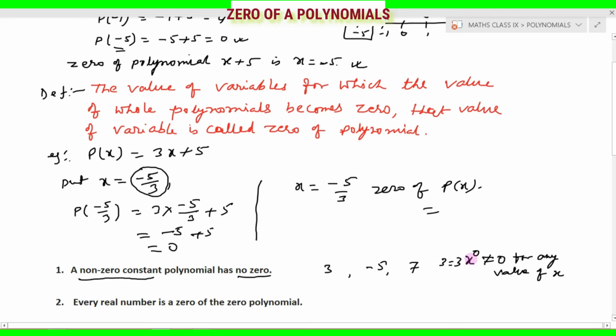If we put x as 0, 0 to the power 0 is 1, and 3 into 1 is 3. If we put x as 1, then 1 to the power 0 is 1, so again 3 into 1 is 3. So it will always remain 3. That's why we say a non-zero constant polynomial has no zero. Similarly, the zero polynomial has every real number as a zero. So the zero polynomial has an infinite number of zeros, all the real numbers. You must keep this in mind.